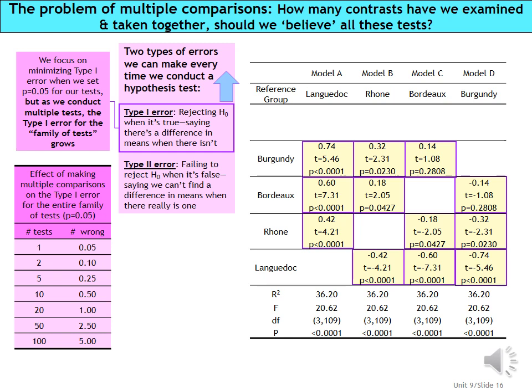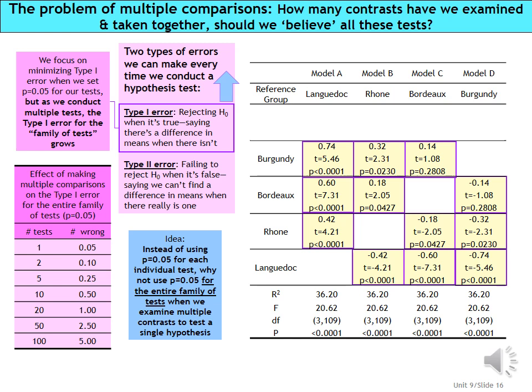Effects of making multiple comparisons on the type 1 error for the entire family of the tests. If there's one test, we use just one. If two, the total family type 1 error increases to 0.10, then 0.25, 0.50, it just increases too much. So we need to do something, and instead of taking individual tests at 0.05, let's say 0.05 for the whole family of the tests.